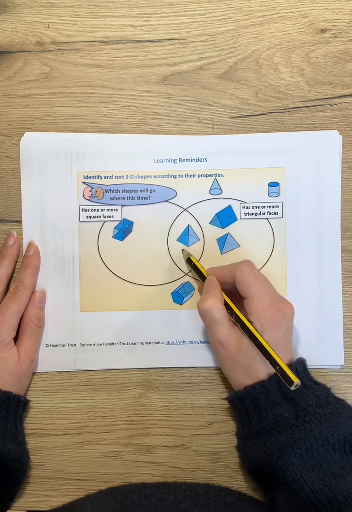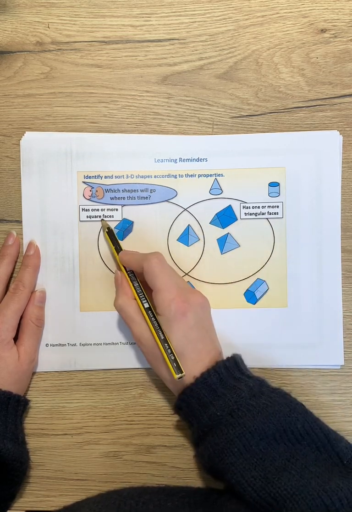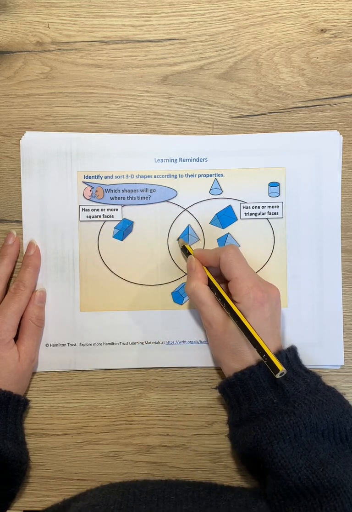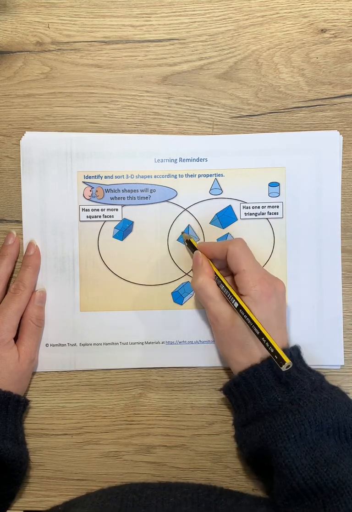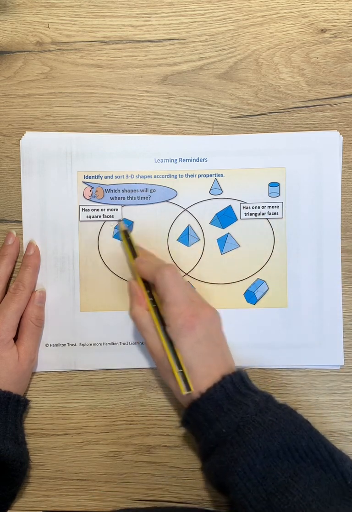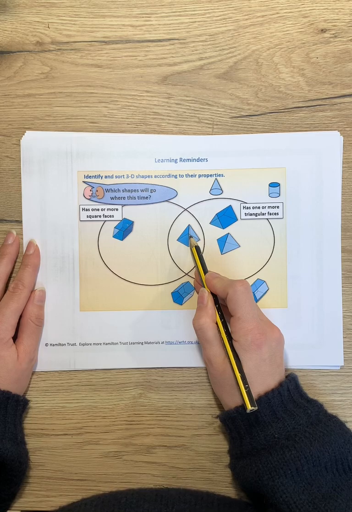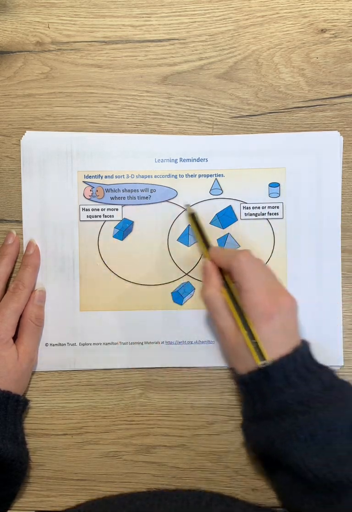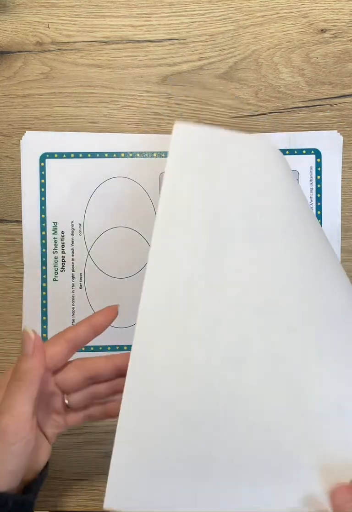Now, this shape in the middle here, which is a square based pyramid, has 1 or more square faces, the bottom, hence making it a square based pyramid, and has 1 or more triangular faces, because that makes it a pyramid up here. So that fits into both of the categories here, therefore sits in the overlapping segment. Now we've got our 3D shapes on the outside which don't fit anywhere on the Venn diagram, but importantly they go on the outside too.